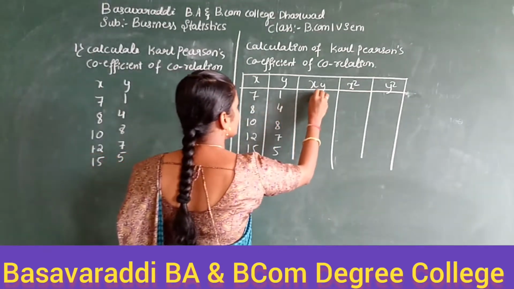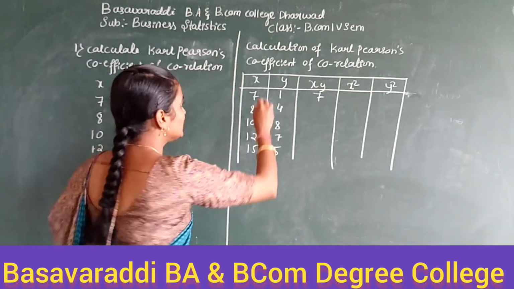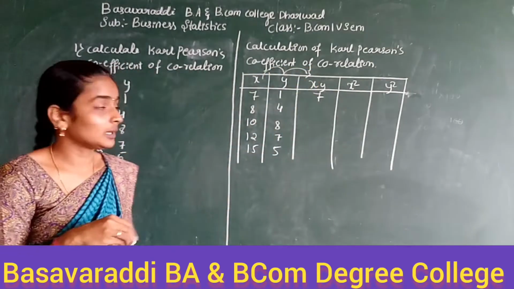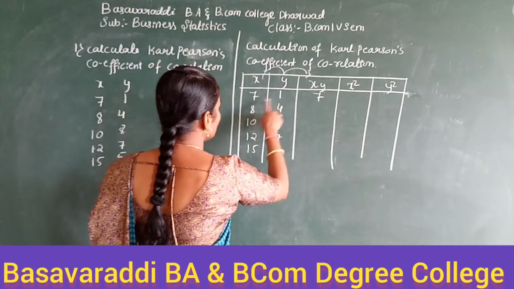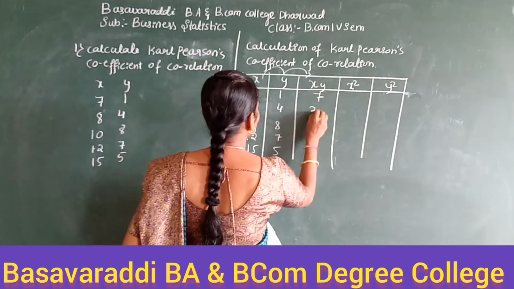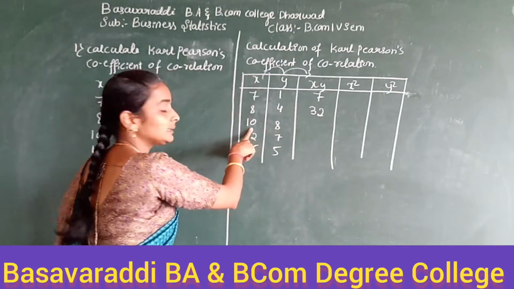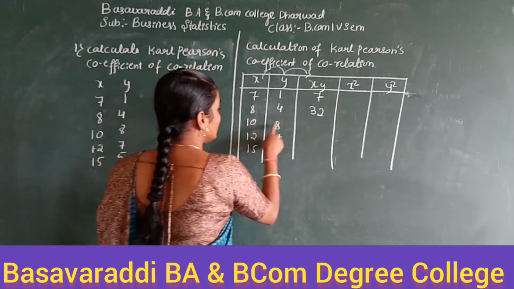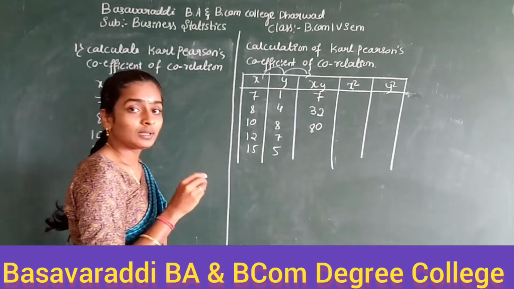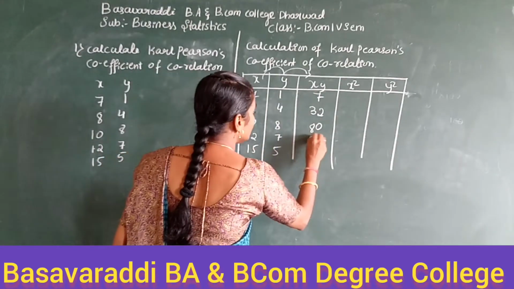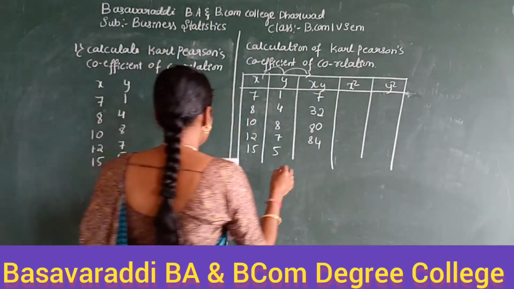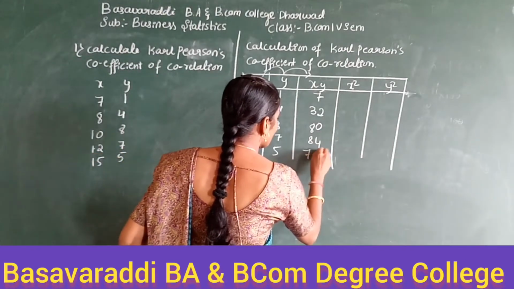7 ones are 7. Multiply first and second column, we will get the third column. 7 ones are 7. 8 into 4, 8 fours are 32. 10 into 8, 10 eights are 80. Next 12 into 7, 12 sevens are 84. 15 into 5, 15 fives are 75.